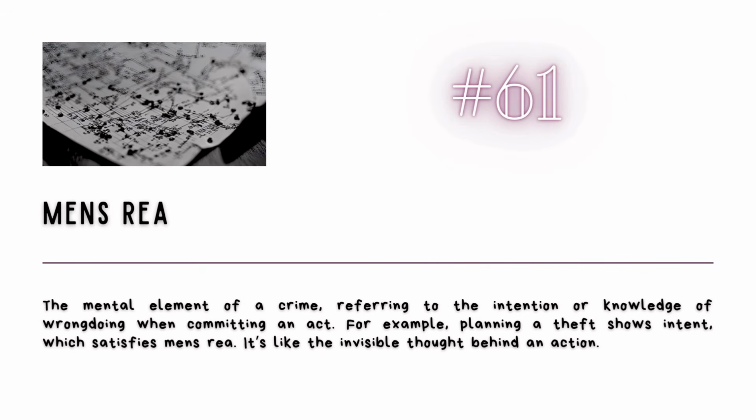Mens rea, the mental element of a crime, referring to the intention or knowledge of wrongdoing when committing an act. For example, planning a theft shows intent, which satisfies mens rea. It's like the invisible thought behind an action.